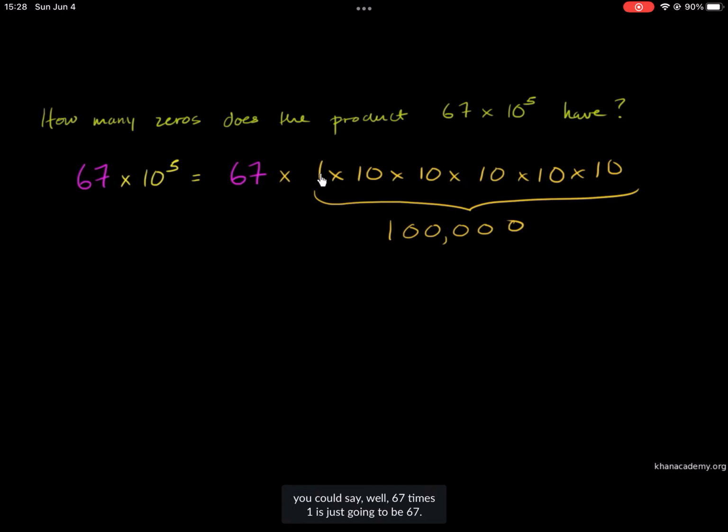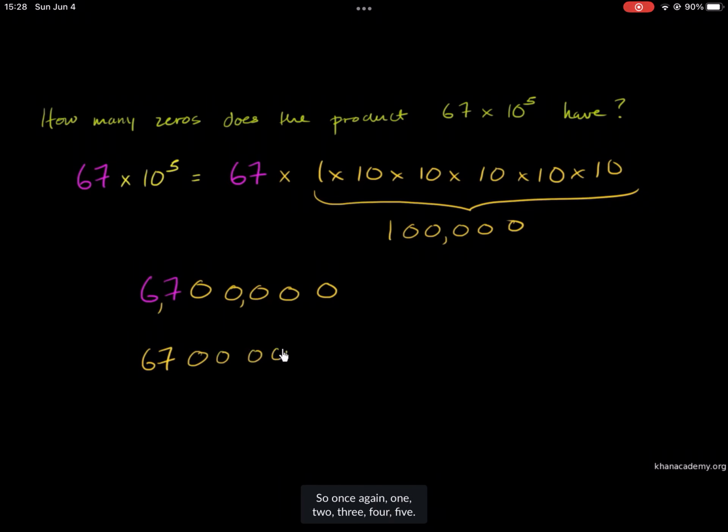If you're looking at just this product, you could say, well, 67 times 1 is just going to be 67. And then every time you multiply by 10, you're going to add another 0. So this is just going to be 67, and we're multiplying by 10 5 times. So we're going to add 5 zeros here. 1, 2, 3, 4, 5. And so this would come to 6,700,000. Another way you could think about it, this is the same thing as 67 times 100,000. So it's going to be 67, and then we have 5 zeros here. So once again, 1, 2, 3, 4, 5. You get the exact same value.